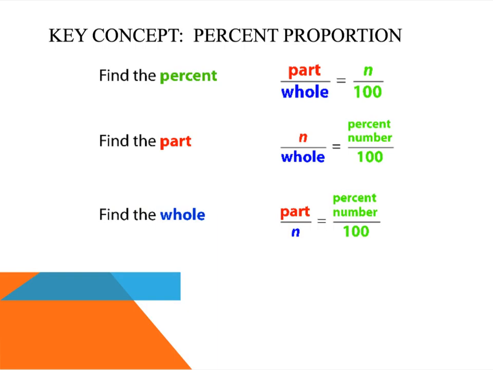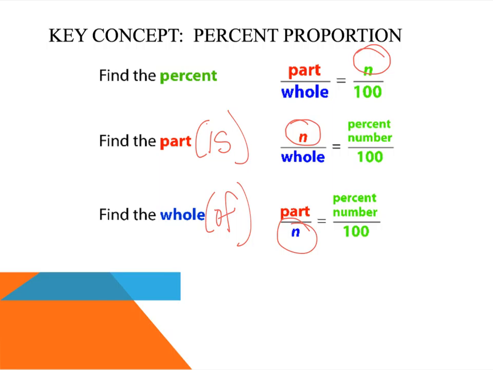So our key concepts. When we find the percent, we use that percent proportion. We're finding the percent. We know the part, we know the whole. The one thing we don't know is the percent, and percent always goes over 100. When we're finding the part, we should know the percent number over 100, and we should know the whole amount. And a clue word for part is the word is. Write that down. When we're finding the whole, we're looking at this. And a clue word for whole is the word of.